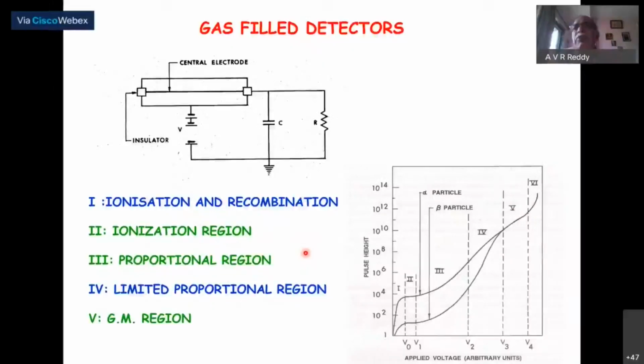Let us say we have 2 MeV beta radiation and divide by 25 eV, that is 2 into 10 power 6 by 25, you get about 40,000 ion pairs initially per beta radiation. Whereas even if one ion pair is there, you get the same pulse height in the GM region.